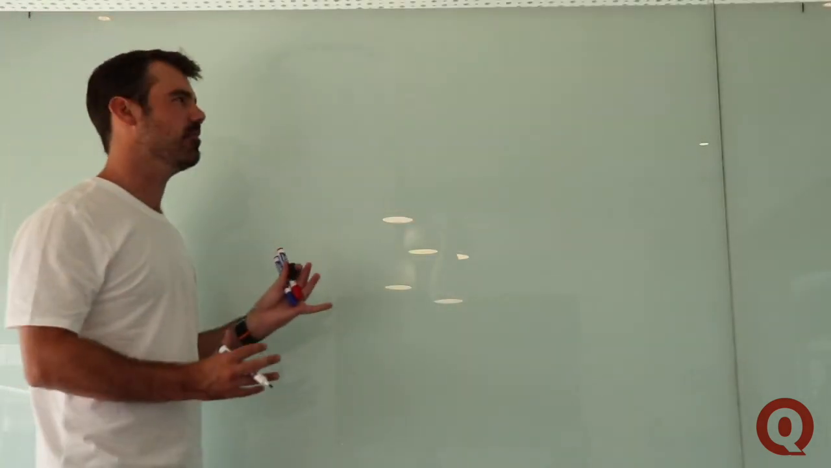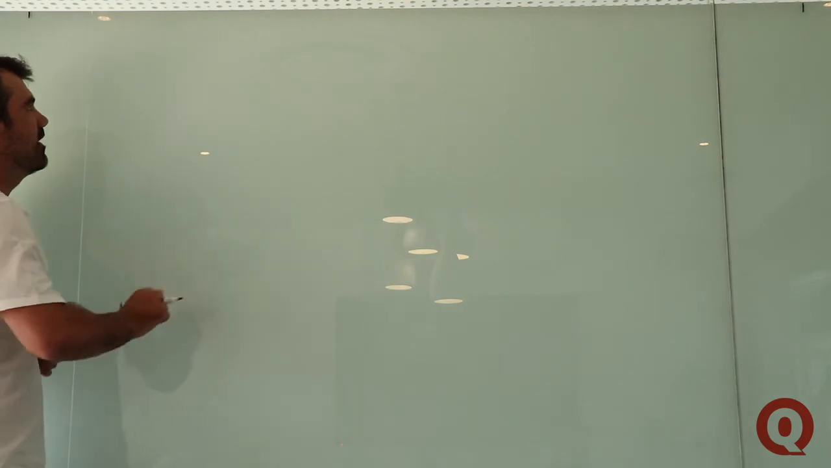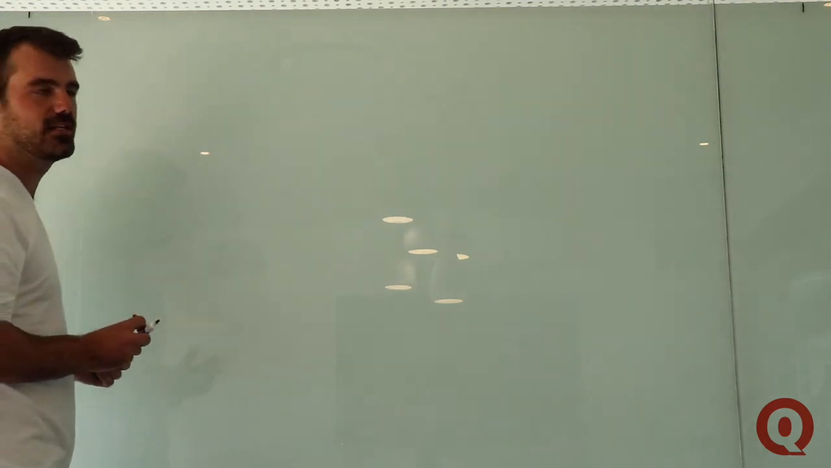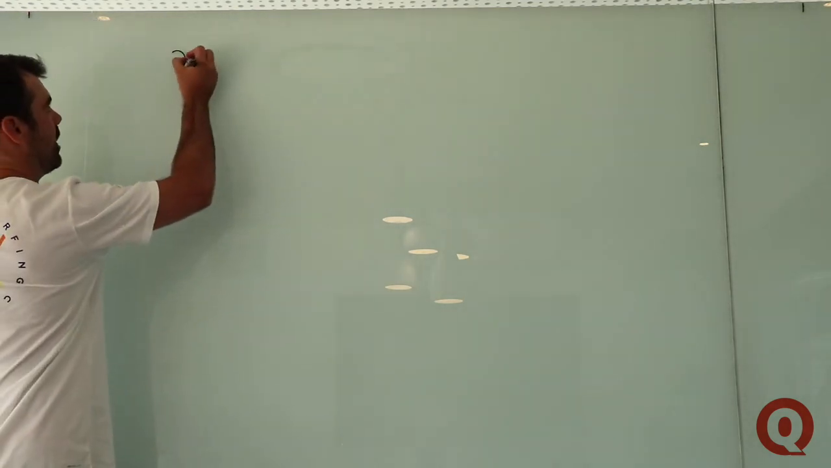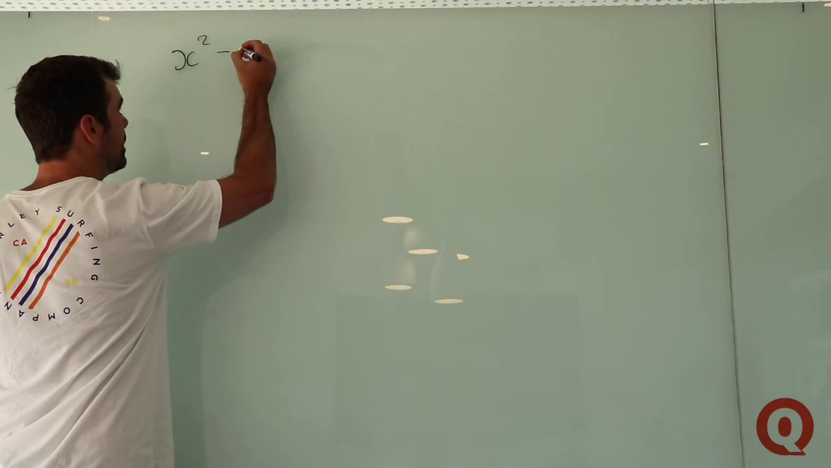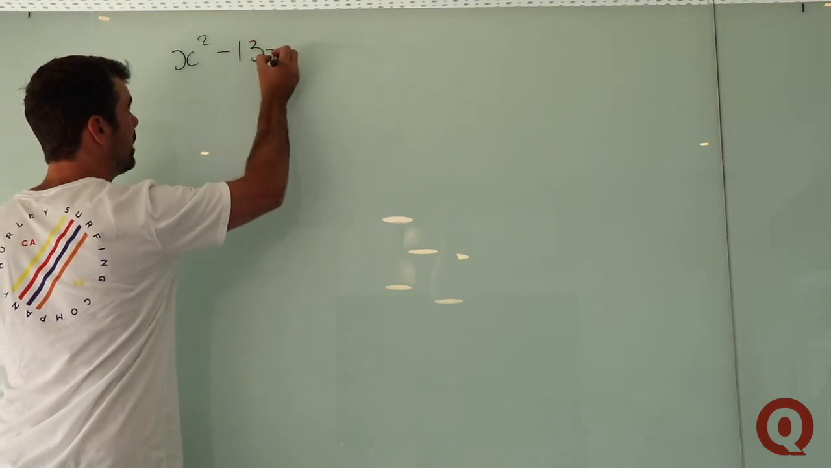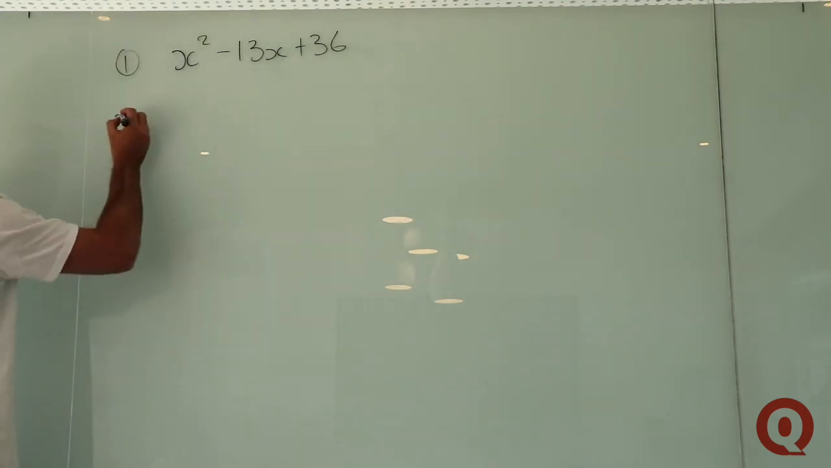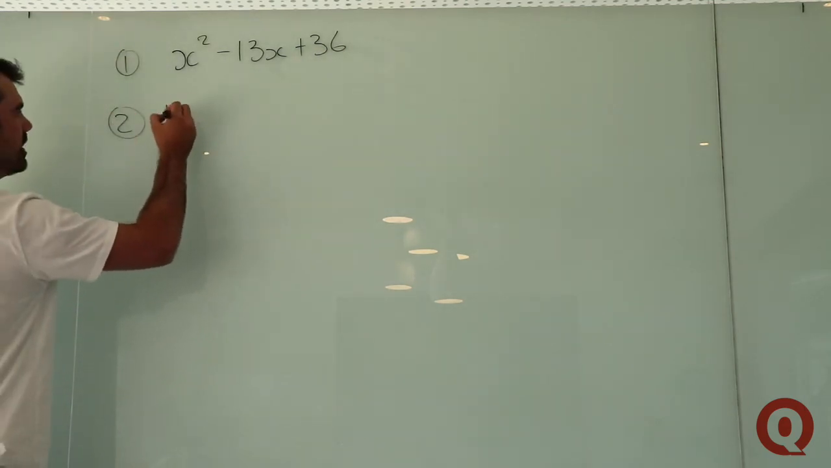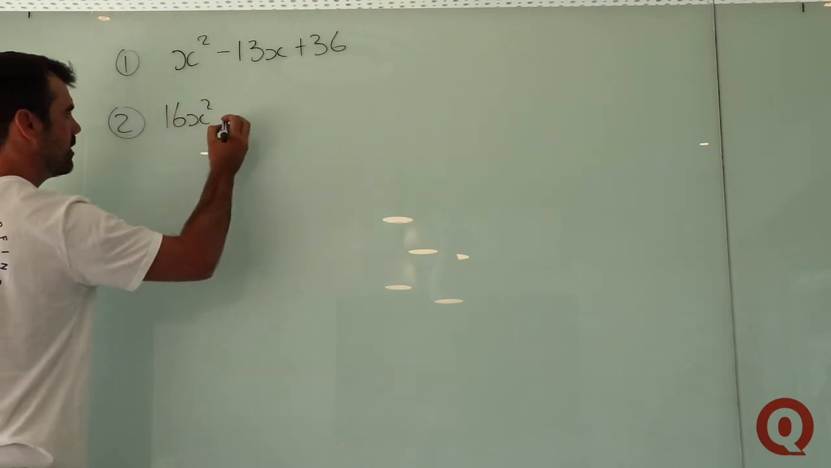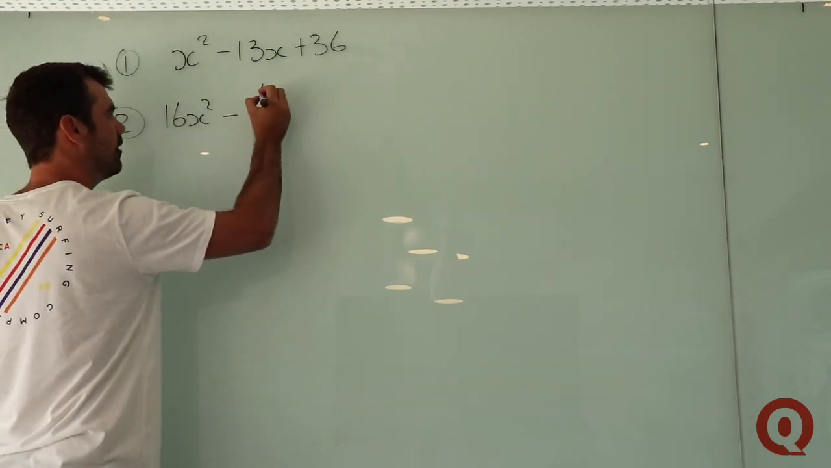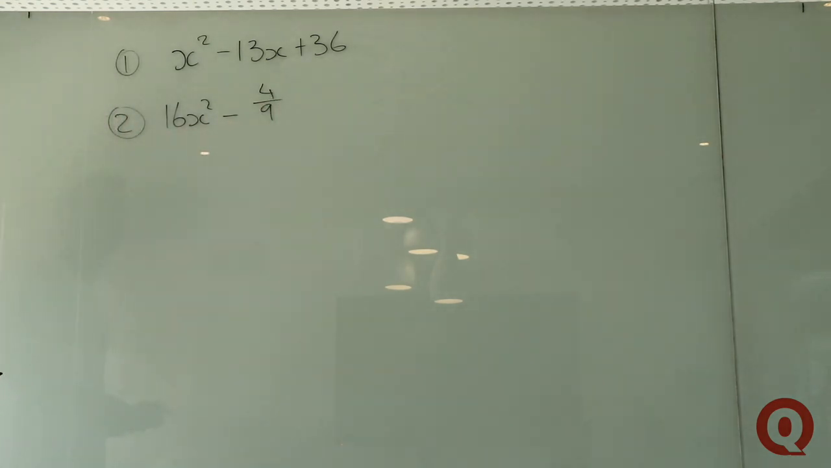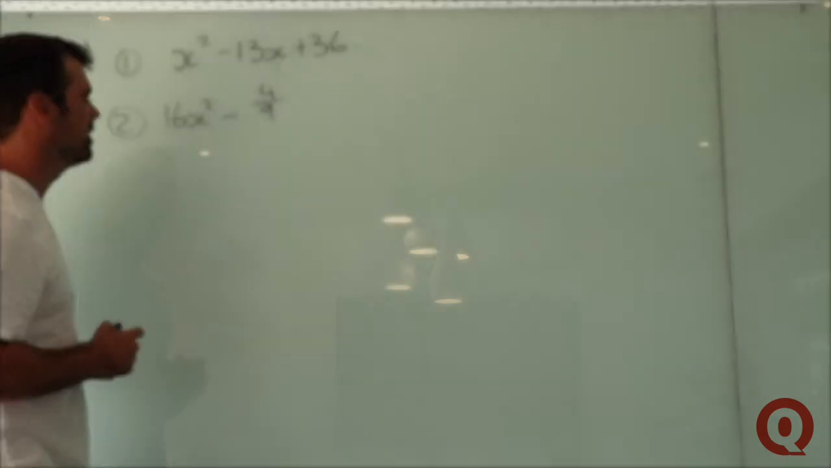Alright, so let's give you two examples that you can go through on your own. I'm going to give you two different examples and try and see if you can see which one is a trinomial and which is a difference of two squares. So I've got x squared minus 13x plus 36 as question number 1. And question number 2 is going to be 16x squared minus 4 over 9. I'd like you to factorize both of these for me, please.